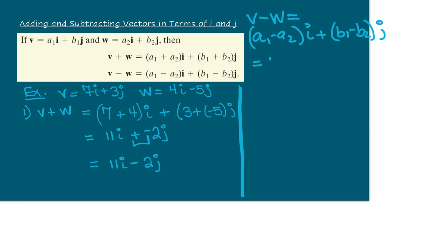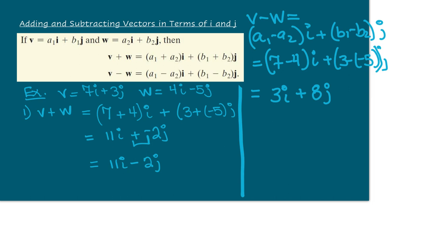So I'm going to say 7 minus 4 i plus 3 minus a -5 and put that with my j. And then I'm going to clean that up and I'm going to have 3i plus 8j, because 3 minus a -5 is actually 3 plus 5, which is 8. So there's the subtracted form of v minus w.